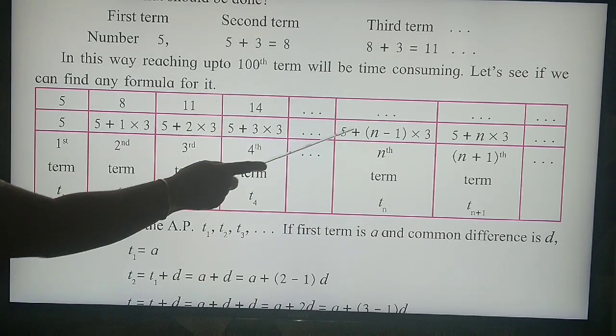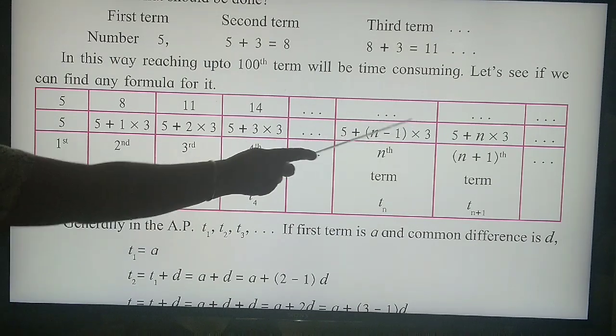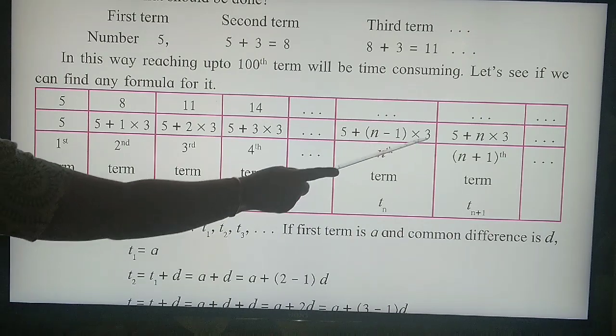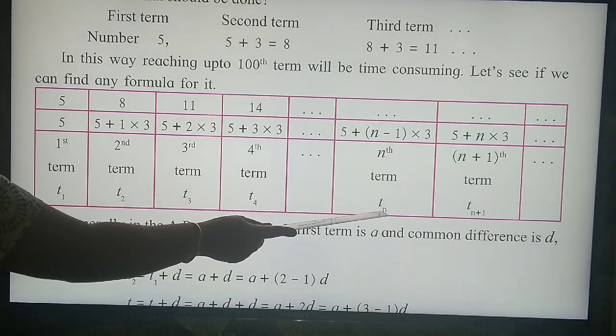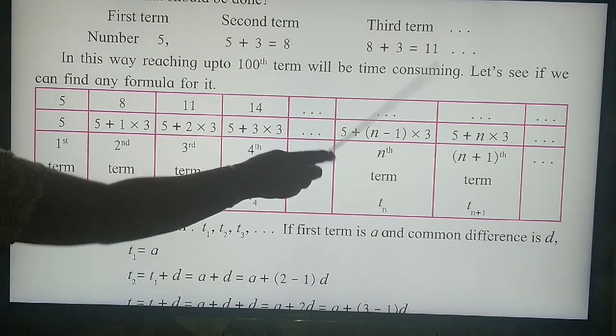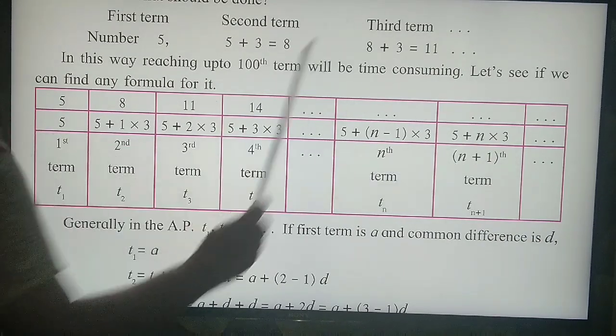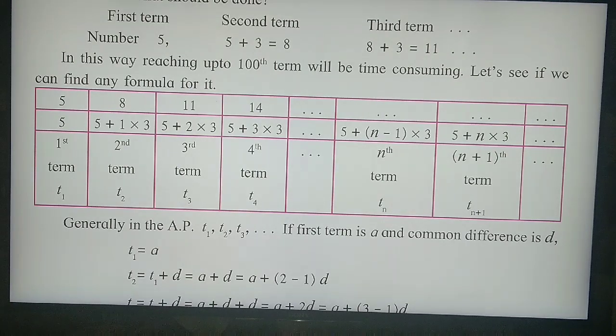Now here 5 plus n minus 1, the common difference is 3. So 5 plus n minus 1 into 3, we form Tn, the nth term. And 5 plus n into 3 we form the n plus 1 term. So in this way we can find any term of this sequence.